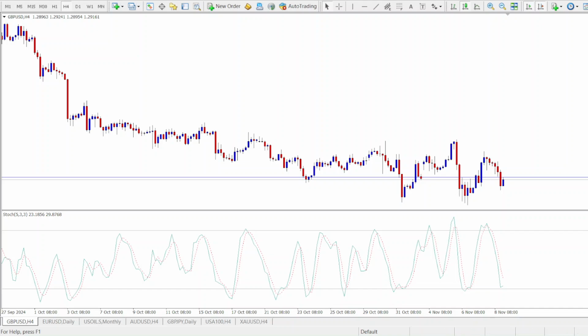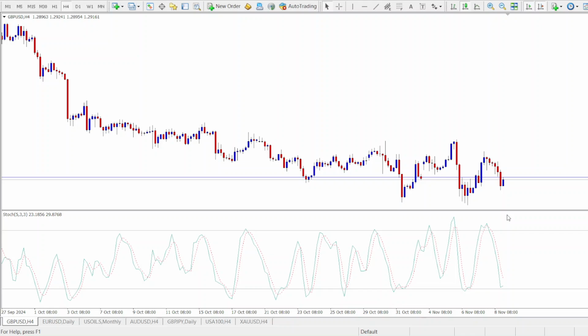So let us first break down what the stochastic indicator actually is. For those of you who might be new to this concept, the stochastic is a momentum oscillator that compares a specific closing price to a range of prices over a set period of time. It was developed by George C. Lane in the 1950s, and it has since become one of the most popular indicators used in technical analysis for spotting potential trend reversals.